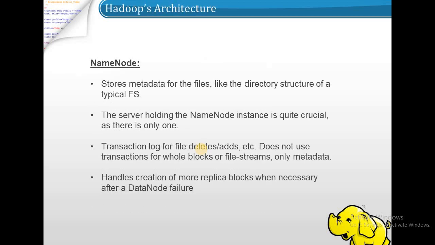What is the name node? It stores metadata for the files, like the directory structure of a typical file system. The name node instance is quite crucial as there is only one. It keeps a transaction log for file deletes, adds, and so on. It does not use transactions for whole blocks or file streams, only metadata. It handles creation of more replica blocks when necessary after a data node failure.